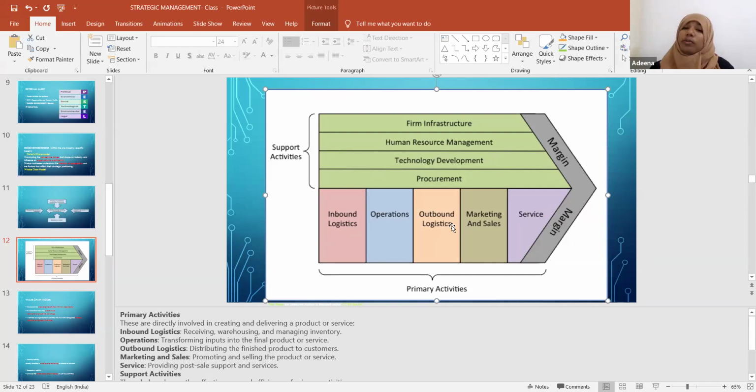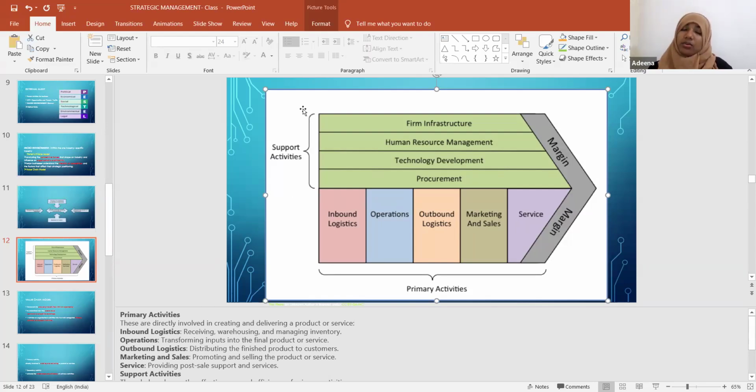Then the third stage is outbound logistics. Outbound logistics is distributing the final product to the customers. That means the raw materials have now been processed and the final product is going out of the factory or the organization. The fourth stage is marketing and sales. In this stage, the organization has to analyze its marketing and sales activities to set its strategic management objectives. And the final stage is service, that is the post-production, post-marketing, post-sales stage.